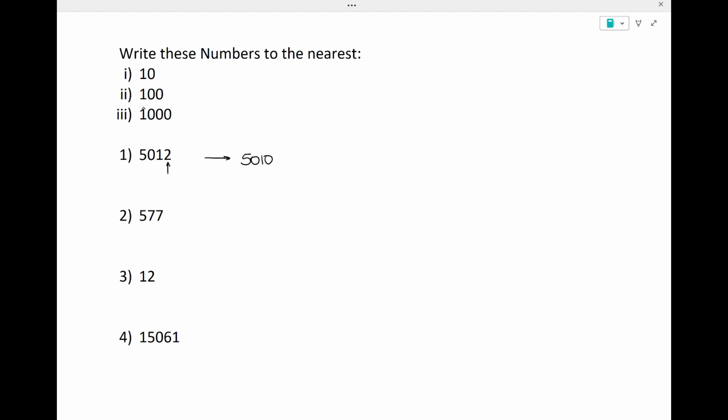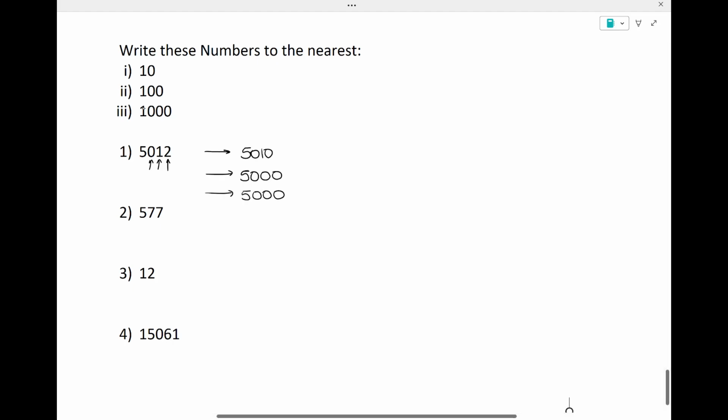Now, rounding to the nearest 100, we want the last 2 digits to be a 0. So 5012 will round just to 5000. And rounding to the nearest 1000, we want 3 zeros at the end, so that becomes 5000 as well.